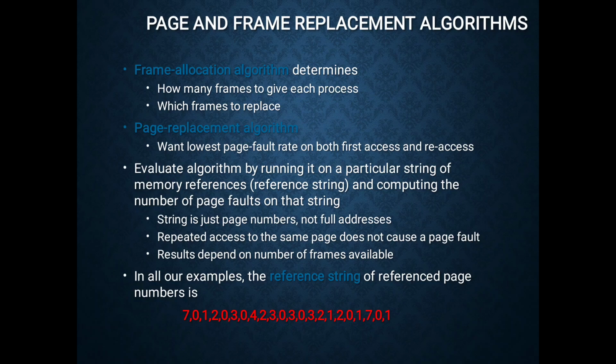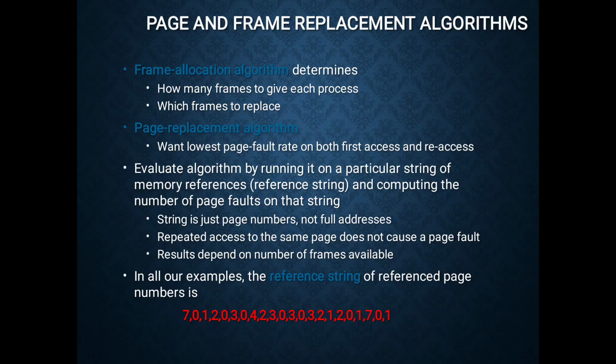So the page and frame are both used for storage. Okay, so the frame allocation algorithm determines how many frames to give each process and which frames to replace. In page replacement algorithms, we want the lowest page fault rate on both first access and re-access.